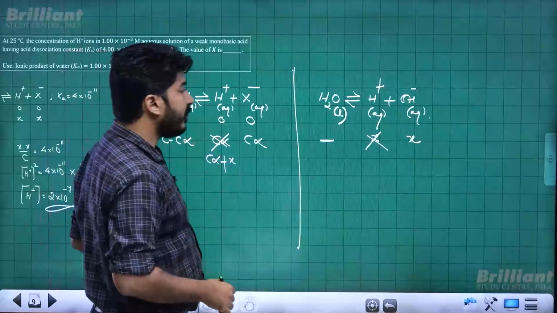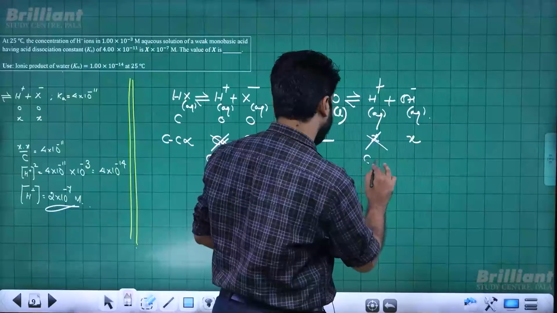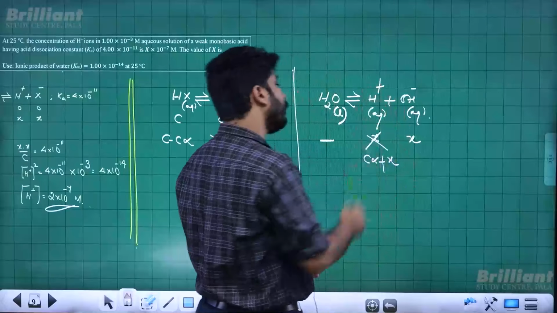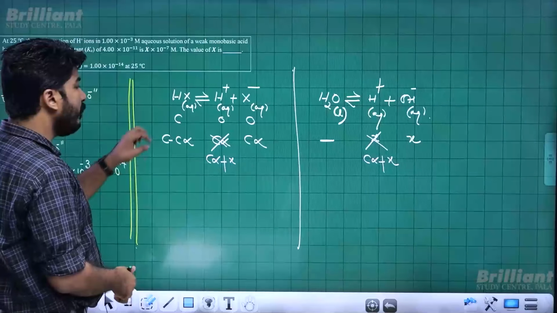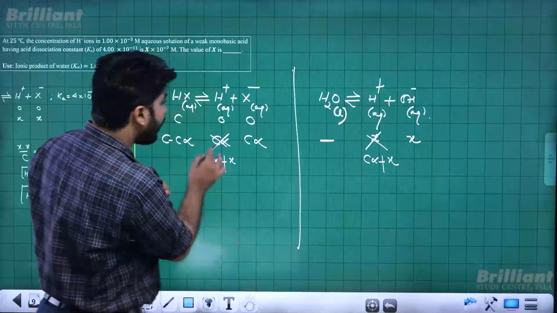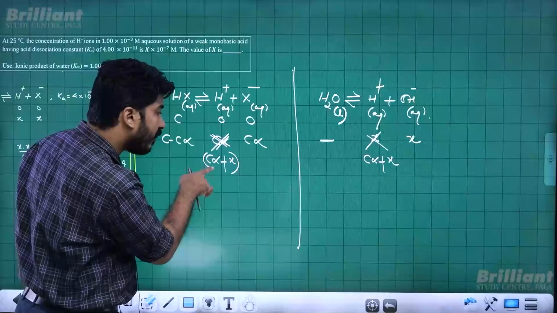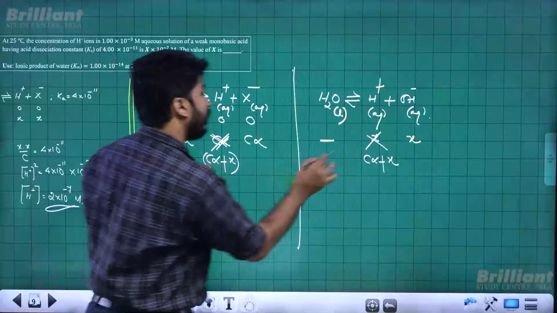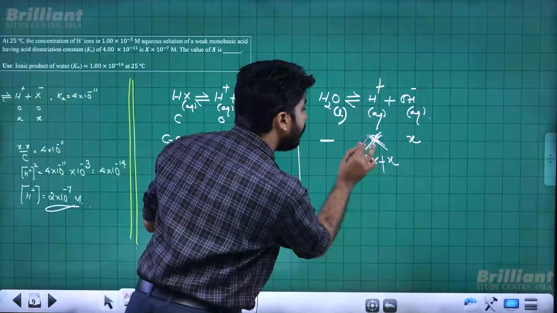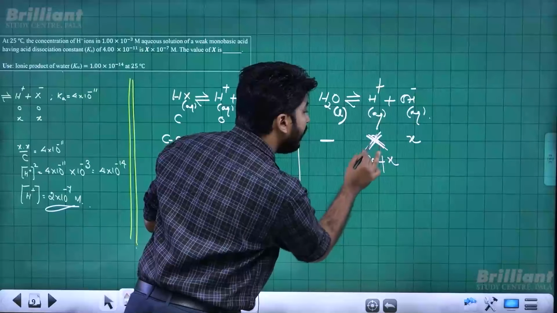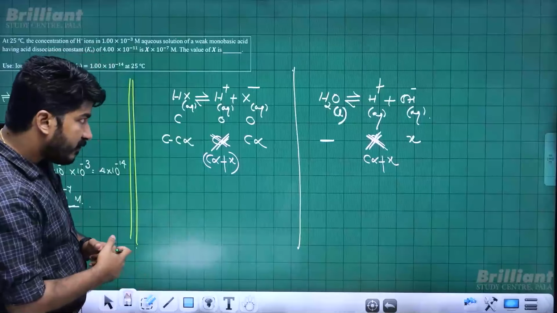C alpha obtained from HX dissociation and X obtained from H2O dissociation. So in the equilibrium row we have to rewrite H plus concentration by the same value, and that is C alpha plus X, logically. Okay, ionic equilibrium, we have to logically take certain values, and here this is the logic.